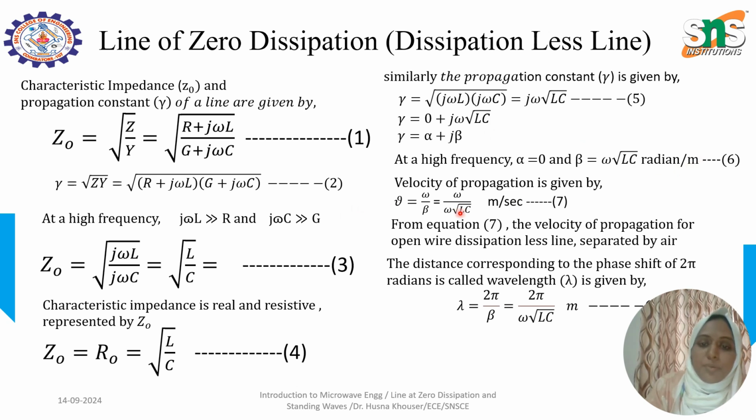The velocity of propagation is given by V is equal to omega by beta, where beta is equal to omega into root of LC. From this equation, the velocity of propagation is V equal to f lambda. The phase shift over a wavelength will vary from 0 to 2 pi, that is lambda is equal to 2 pi by beta. We know beta is equal to omega into root of LC.